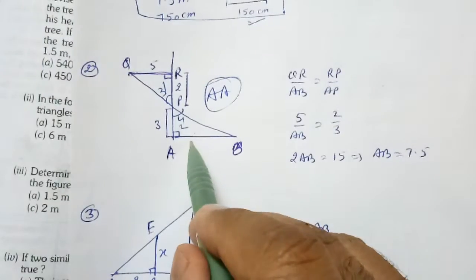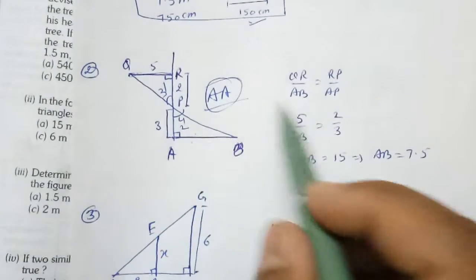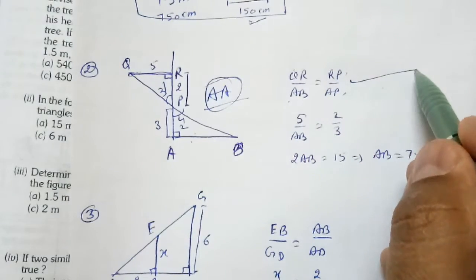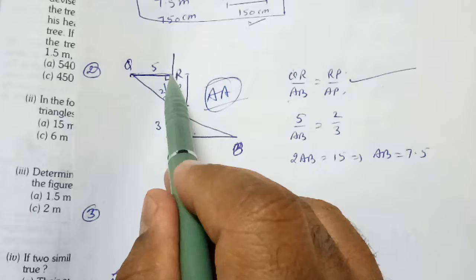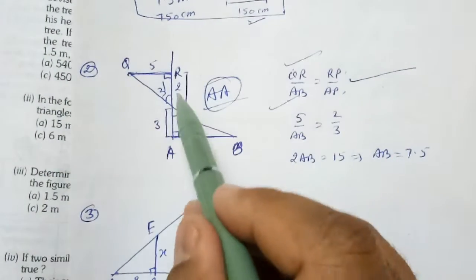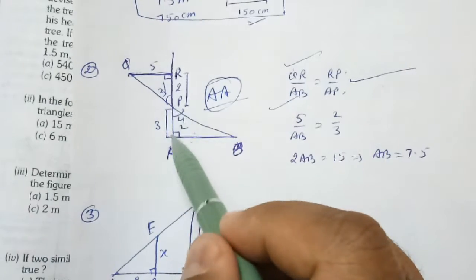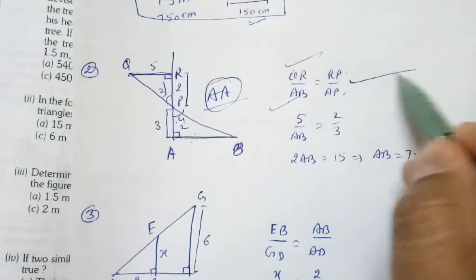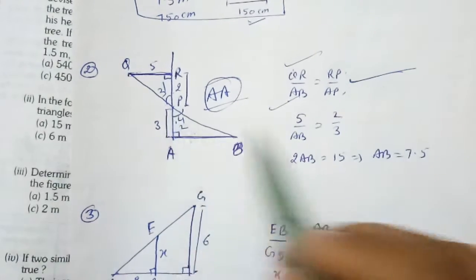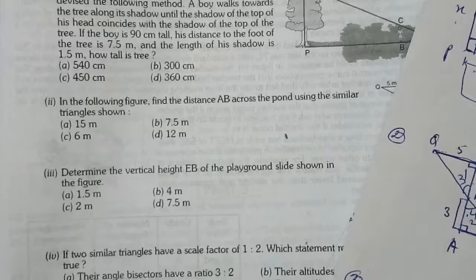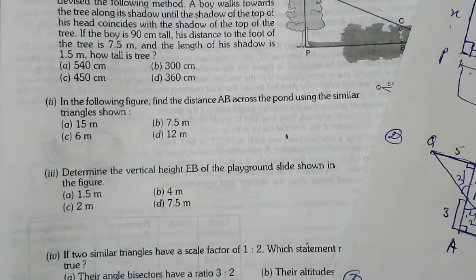Again, by the same condition, in similar triangles the ratio of corresponding sides is equal. QR and AB are corresponding sides, so QR over AB, and RP and AP are corresponding sides, so RP over AP. We will substitute these values, and from here we get AB equals 7.5. So the answer is 7.5 meter.